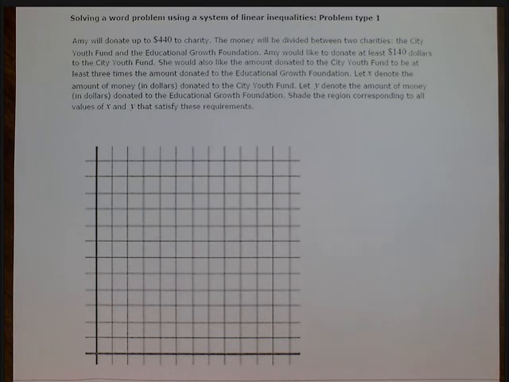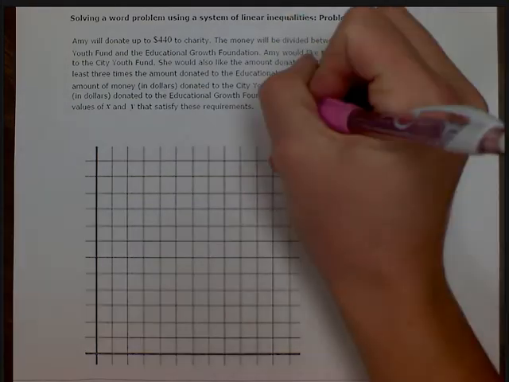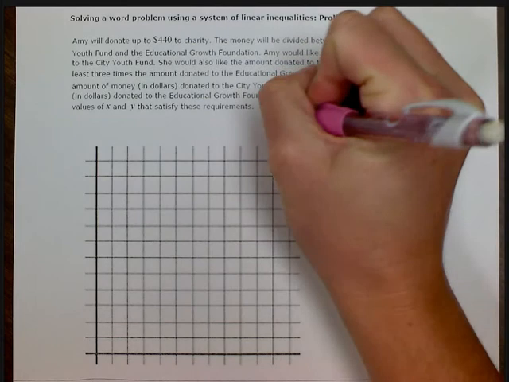Let X denote the amount of money in dollars donated to the City Youth Fund, and let Y denote the amount of money in dollars donated to the Educational Growth Foundation. Shade the region corresponding to all values X and Y that satisfy these requirements. Alright, that's a lot of information to take in at once. But we always know that the first thing we should do when we solve a word problem is define our X and our Y variables and what they mean.